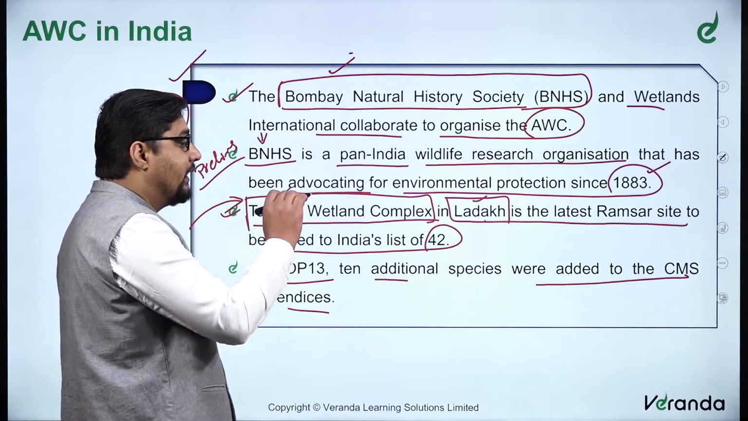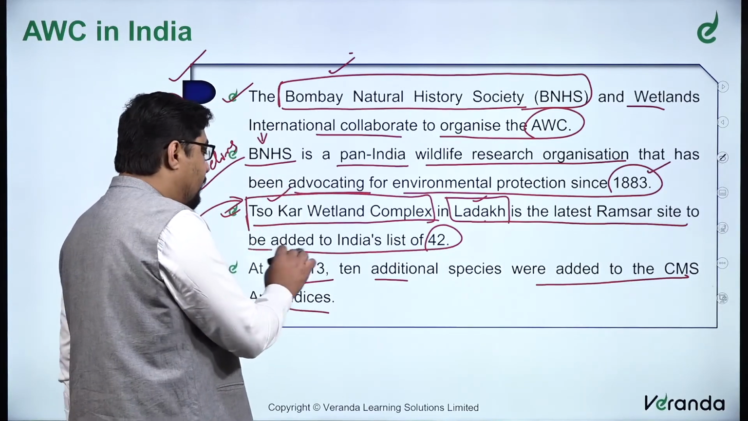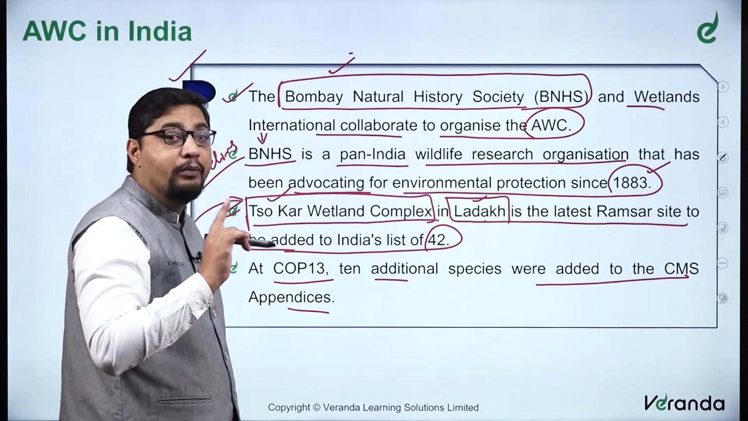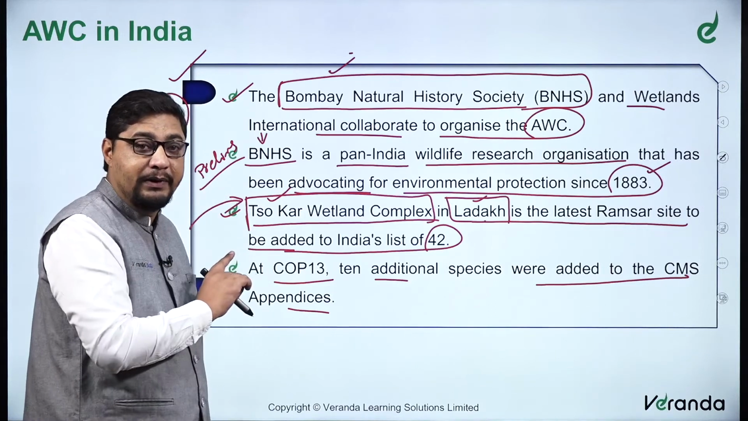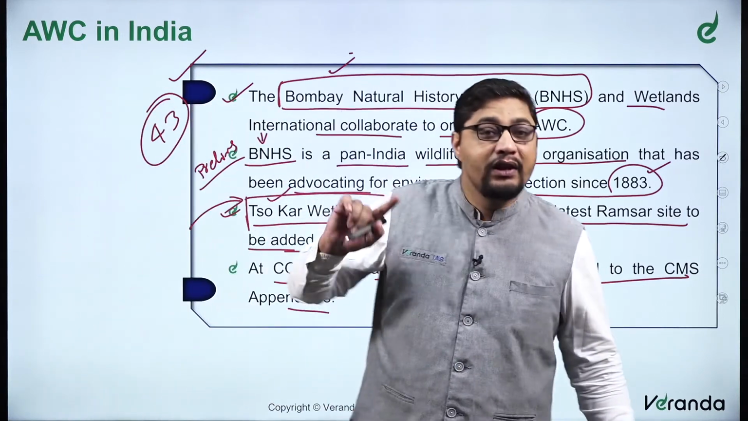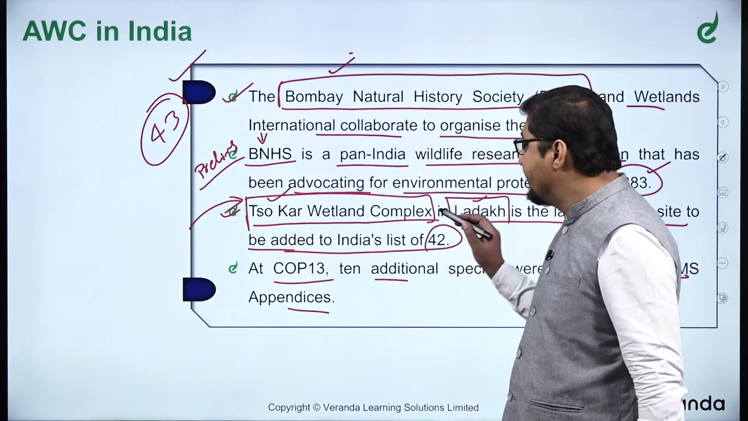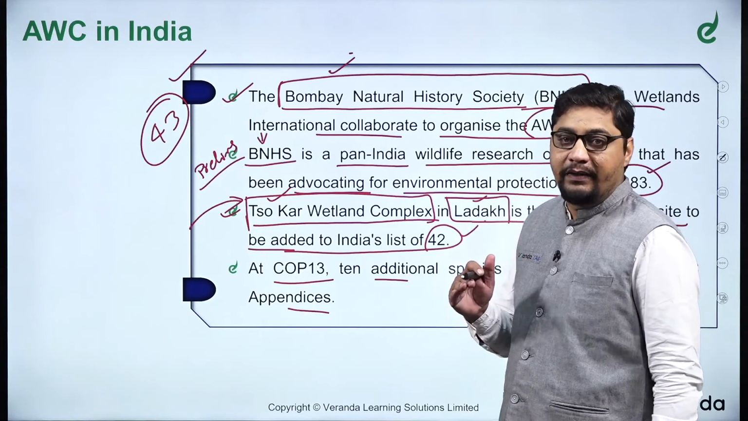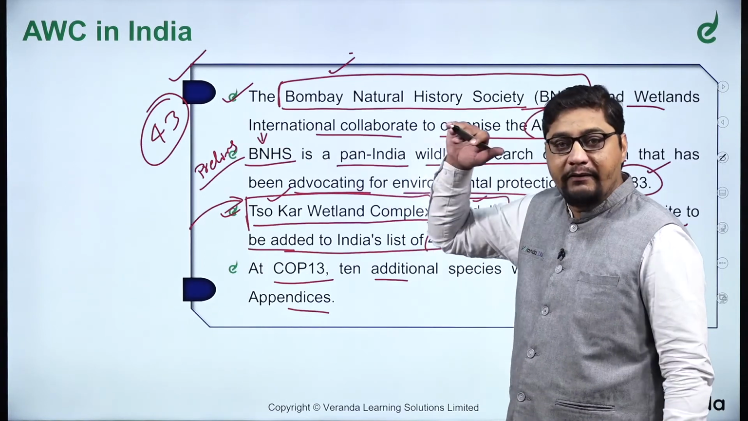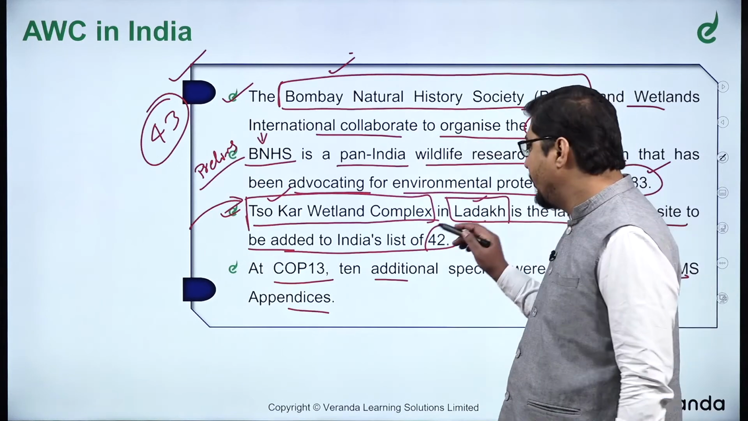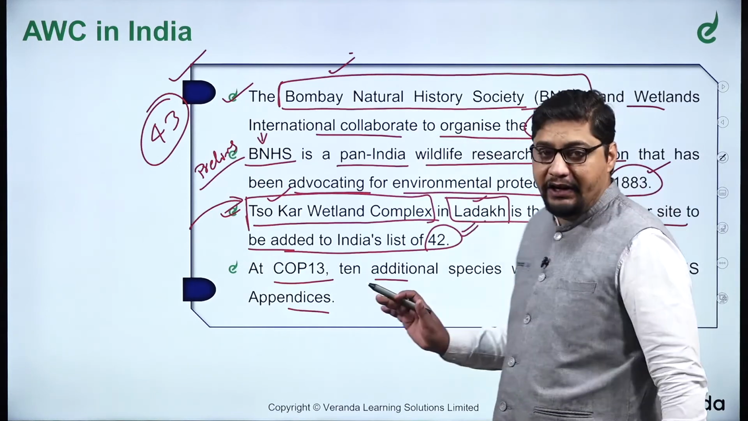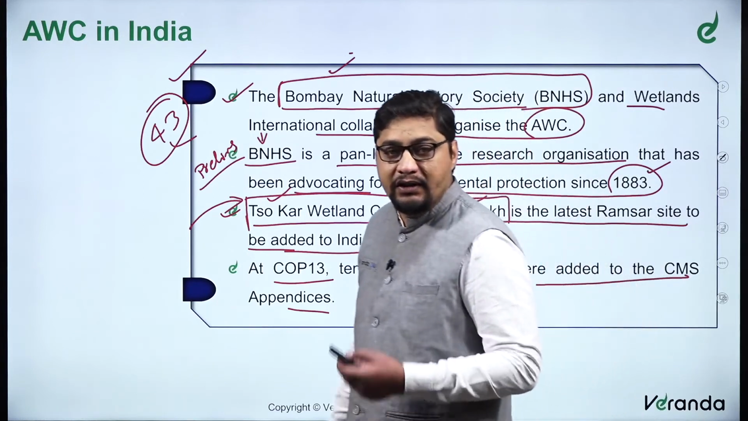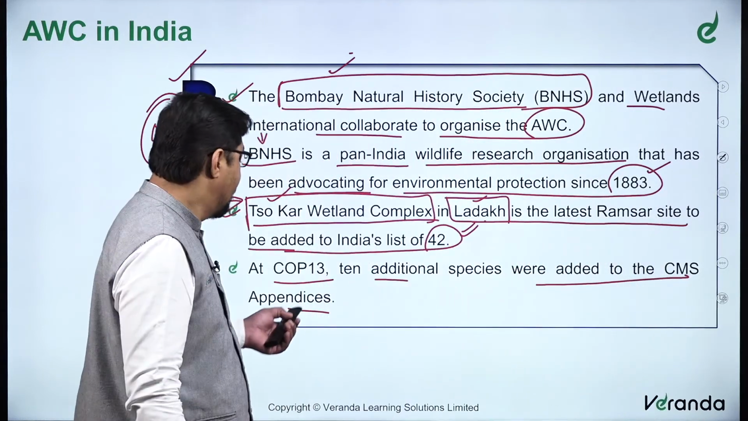But it is the latest Ramsar site to be added. So 42 were there earlier. Now if the question comes, it will be 43. And UPSC may ask these kinds of factual information. We generally have the idea that they will not ask factual information, but when it comes to sites like tiger reserves and all those kinds of things, then they do ask factual information. So you have to remember, we right now have 43 Ramsar sites in India. Okay, remember this fact. And then further, COP13 added 10 additional species in the CMS appendix.